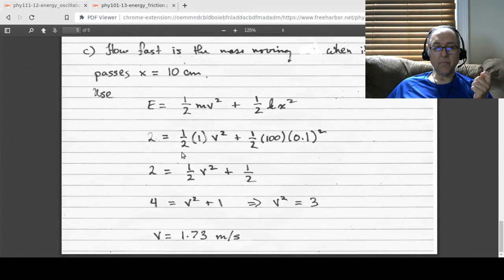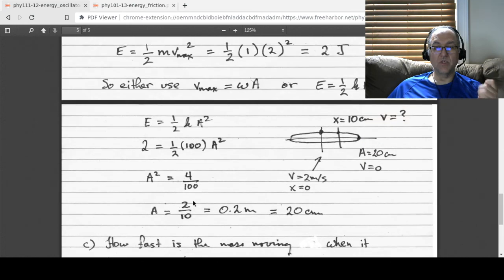So you have that 2 is equal to 1/2 v squared plus a half, just simplifying the numbers. 4 is equal to v squared plus 1. In other words, v squared is 3. Or v is the square root of 3, and that's 1.73 meters per second. Okay? And that's the answer. Does it make sense? Does it make sense? You should always ask that question.